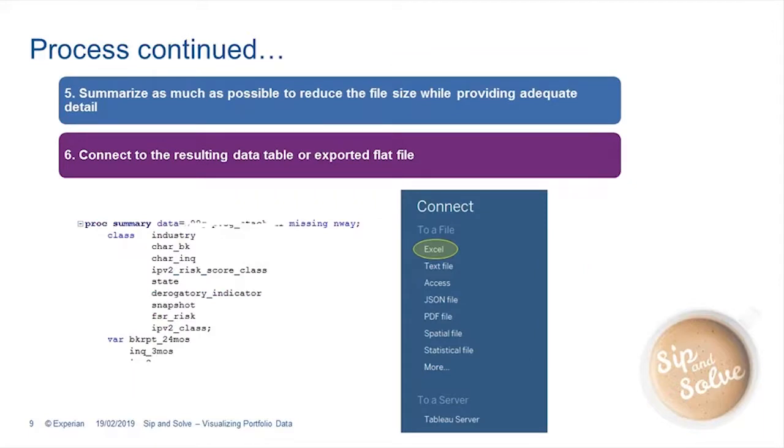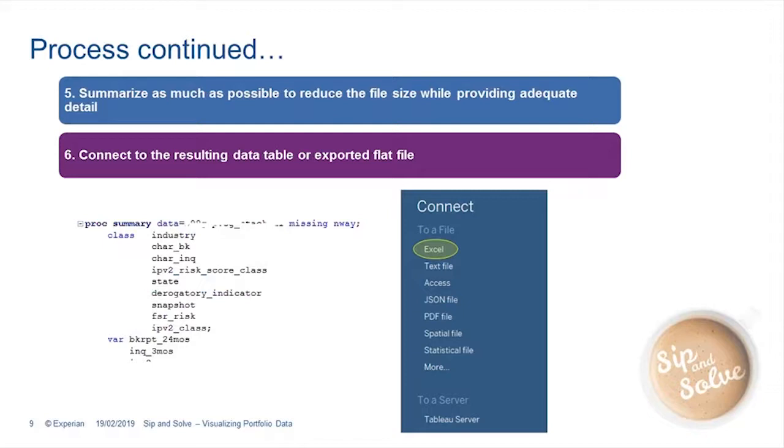Summarize as much as possible to reduce the file size. This really makes everything run much more quickly. I have found that even though the visualization software can technically handle a lot of rows of data, it's just a lot more efficient in running data, updating data, and even saving your dashboards if you try to cut this down as much as possible. Then you just export or connect to a table directly.